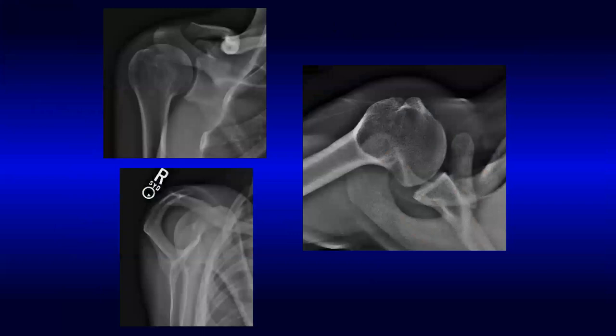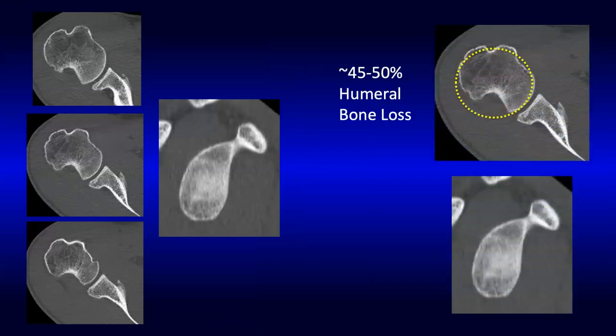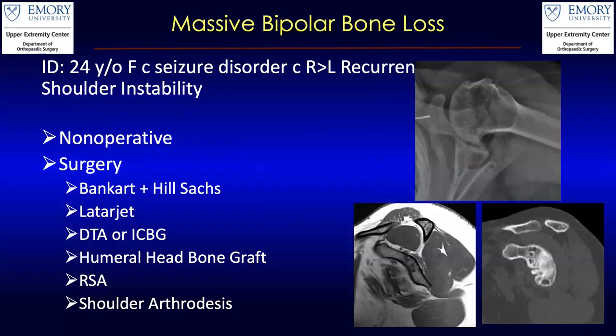So these are his plain radiographs in which we can see some anterior glenoid loss. Now we have some advanced imaging, which confirms that we have significant glenoid and humeral bone loss. So assuming this patient's seizure disorder is controlled, this amount of bone loss in this young, healthy patient, these were the options that we were considering. What would you do with this patient in your office?